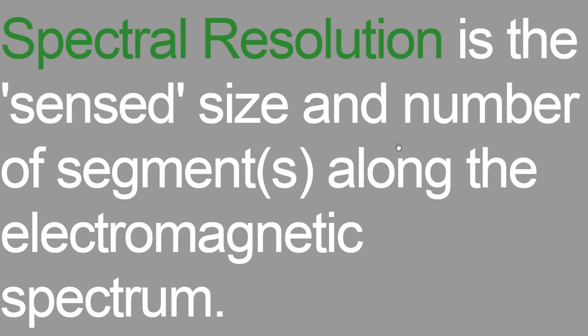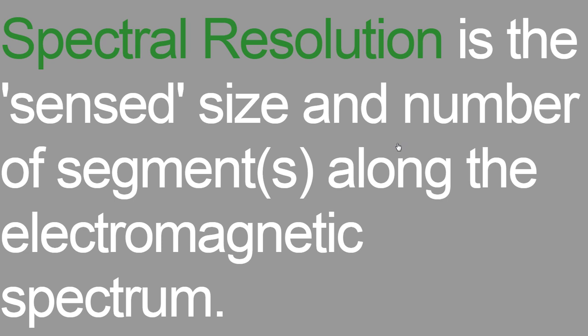We also talk about spectral resolution. This is the second component of our remote sensed imagery. And spectral resolution is all about the size and number of the segments along an electromagnetic spectrum that can be sensed. And so that's kind of a mouthful there.